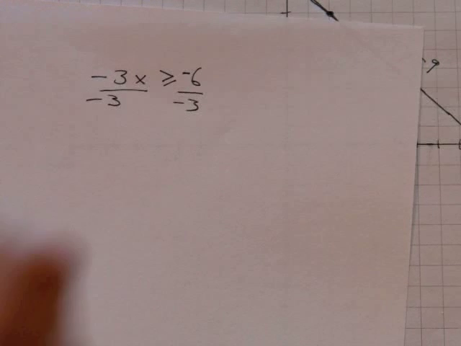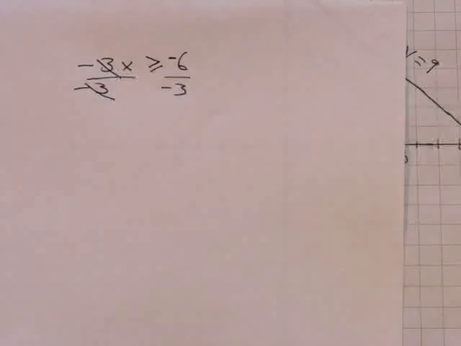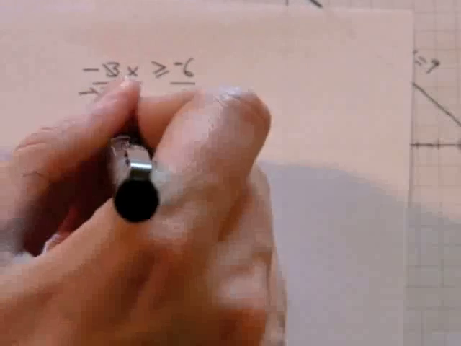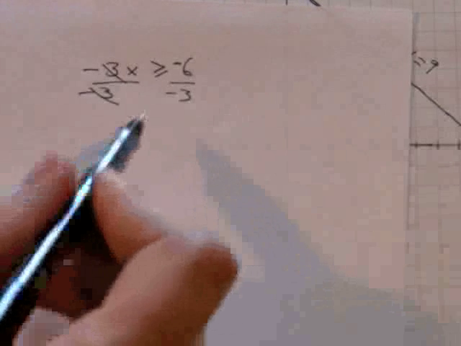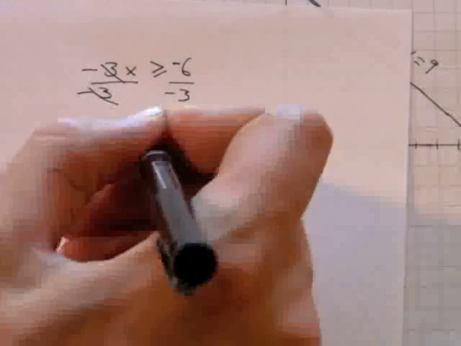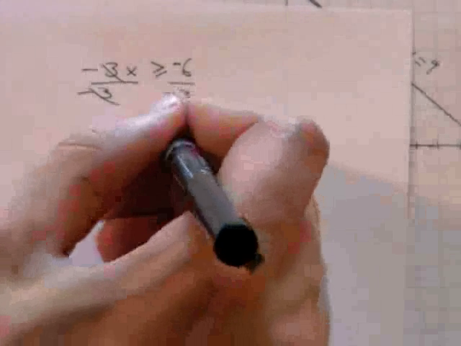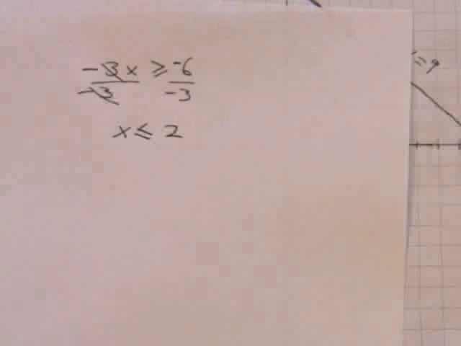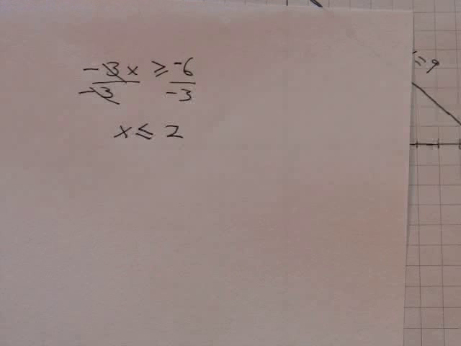So since these are going to both cancel out up here, we're going to write variable x, and remember this cannot be greater than or equal to, it's less than or equal to, because we're reversing the sign, it's going the other way. And then you would write 2 over here. So remember that when you're dividing or multiplying by a negative number, you have to reverse that symbol.